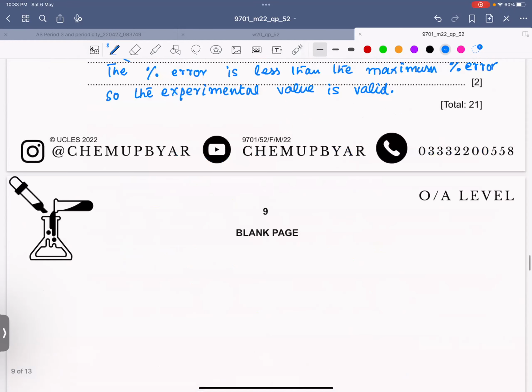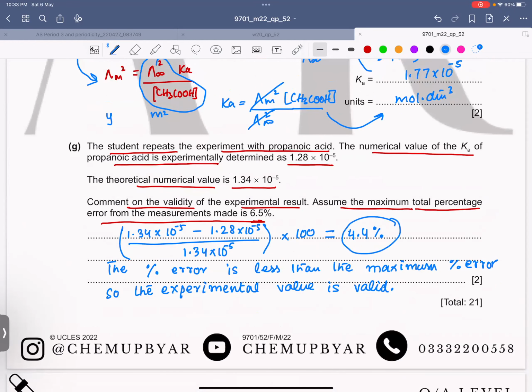Okay. If this error that we have calculated over here in the experimental value is greater than the 6.5, then we can comment that the value that we have obtained from the experimental results is not valid, because the maximum error that can be is 6.5, and the error that we are getting is greater than that, which clearly indicates that our results cannot be validated.